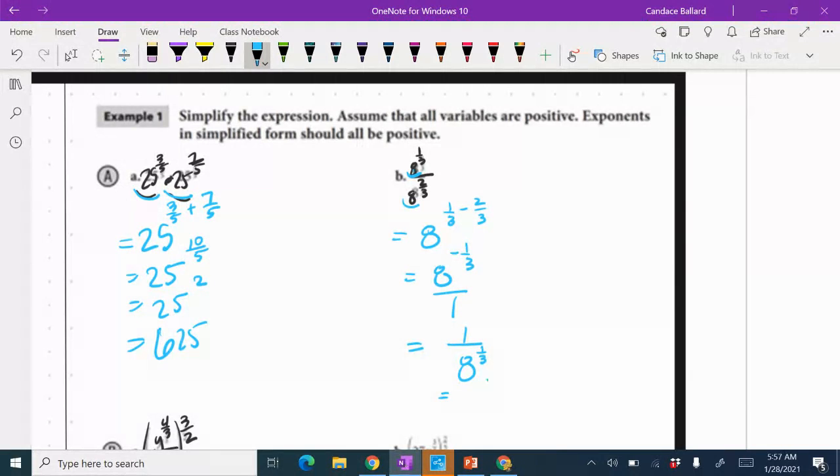From here, I would probably convert that back to a cube root, and I know the cube root of 8 is 2, so the answer is 1/2. There is another thing I could do instead of doing that. Instead of this step here, I could rename 8 as 2 to the 3rd power, all to the 1/3 power. Then the 3's would cancel and I get the exact same answer.